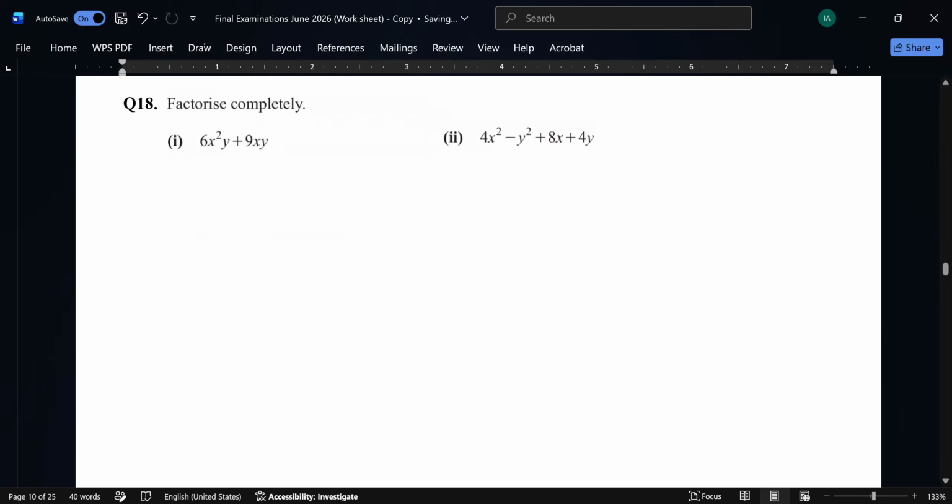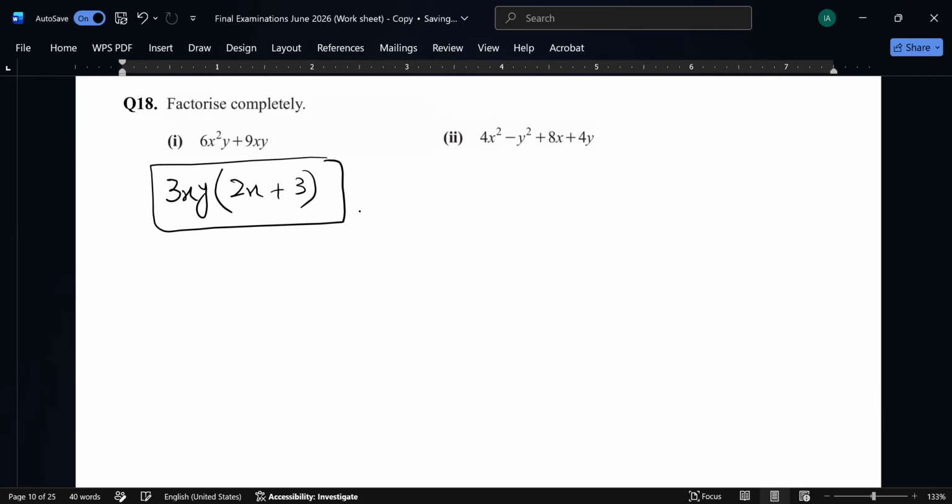Now, factorize. Look at the first part. We can see 3 is common. Yes, we can see 3x common. We can have x common. We can have y as common. So let's see what is left inside. It's going to be 2x plus 3. This is your final answer after taking common and we factorize the expression.